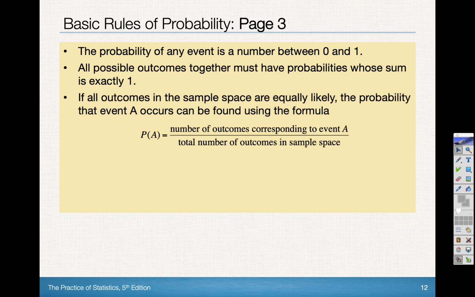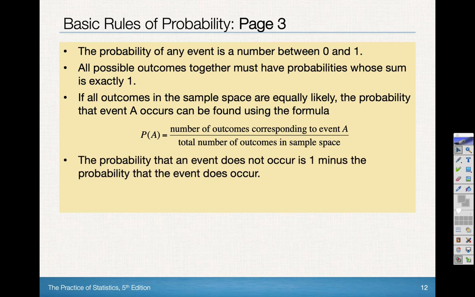If all outcomes in the sample space are equally likely, then the probability that event A occurs can be found using the formula by just counting the number of outcomes corresponding to event A divided by the total number of outcomes in the sample space. So I like to call it success over sample space, and a success meaning what is event A? Event A is the success. The probability that an event does not occur is 1 minus the probability that the event does occur. We call this the complement of an event.